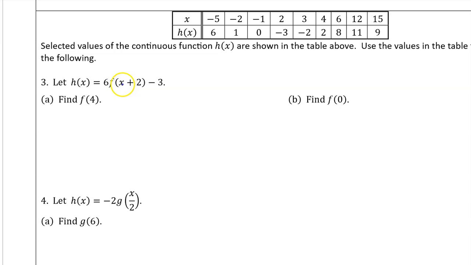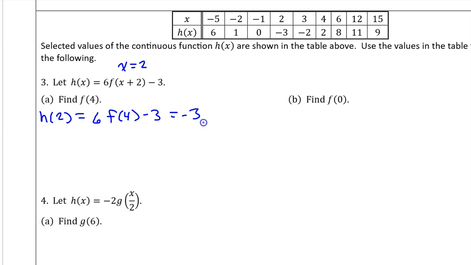So if x was 2, that would give us f at 2 plus 2, which will be f at 4. So that's why we need to start out with h at 2. So that means h at 2 will be 6 times f at 2 plus 2, also known as f at 4, minus 3. H at 2 is negative 3. So all of this will equal negative 3.